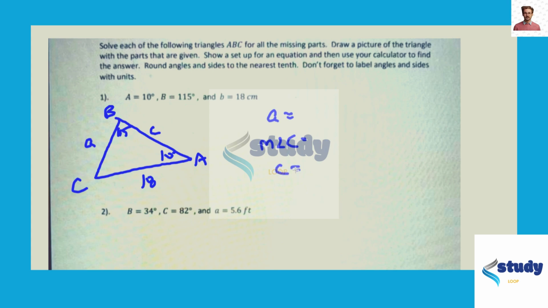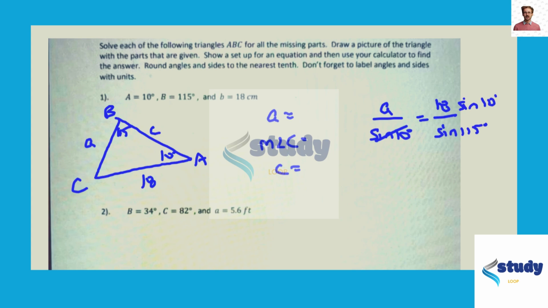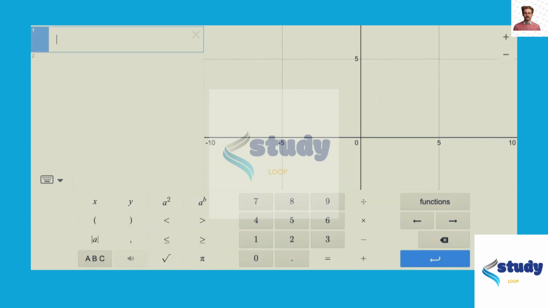All right, so here we go. Let's find side A using the law of sines. We can say that side A over the sine of its opposite angle is equal to side B over the sine of angle B. Cross multiply the sine of 10 degrees and we're solved for A. Make sure your calculator is in degree mode, and then we can calculate 18 sine 10 over sine 115. And that's 3.4 to the nearest tenth.